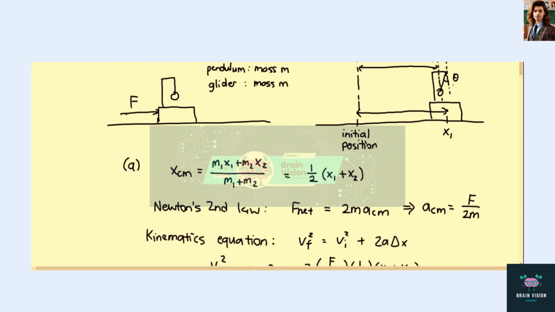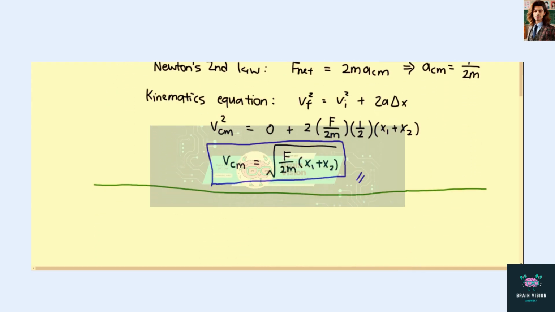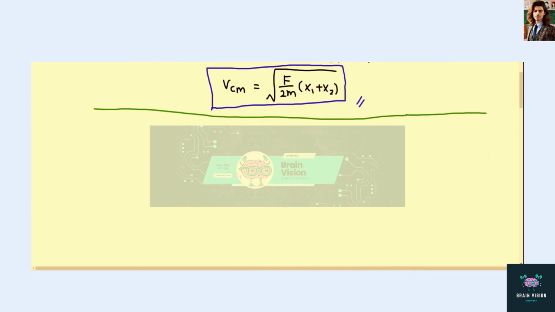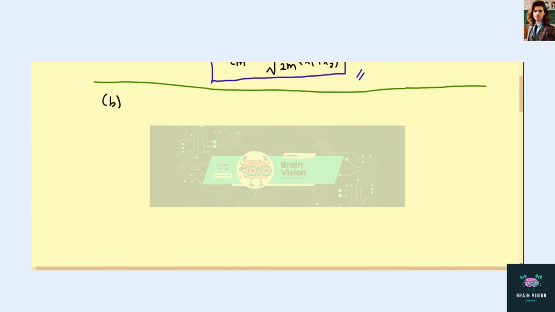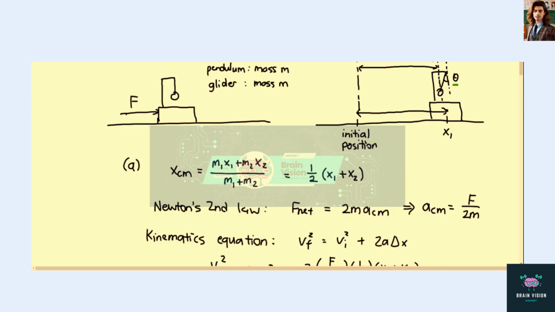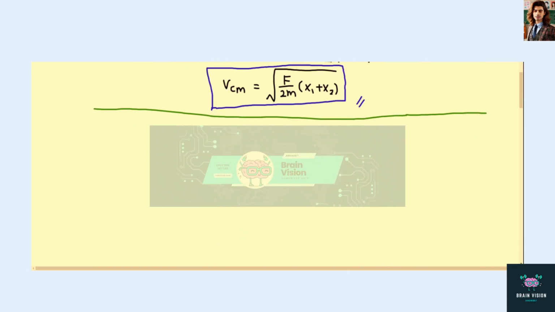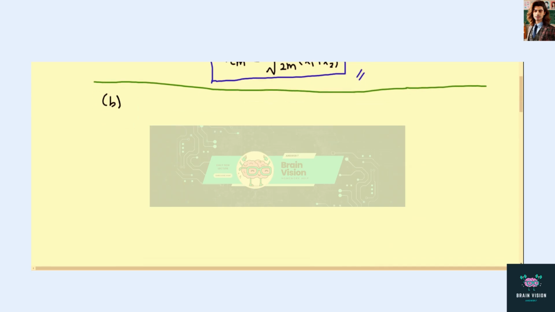In part B, we want to find an expression for the largest angle the chord makes with the vertical, meaning we are interested in finding this angle, the largest angle. To do this, I'll be using the work-energy theorem.